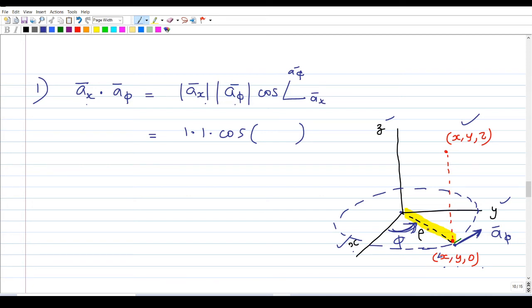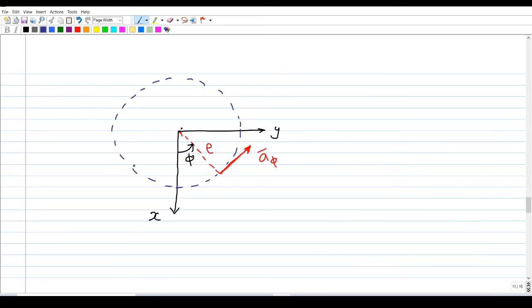Now to make the analysis simple, I have redrawn the diagram in the next page, a top view of this diagram. If we look from above, from the top, we will see only this circle, and I have drawn it in the next page like this. So when we look from the top, we will not see the z-axis. It is coming out of the paper.